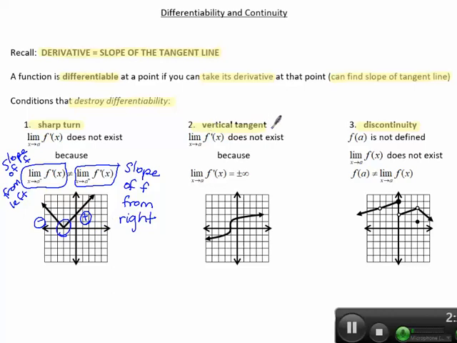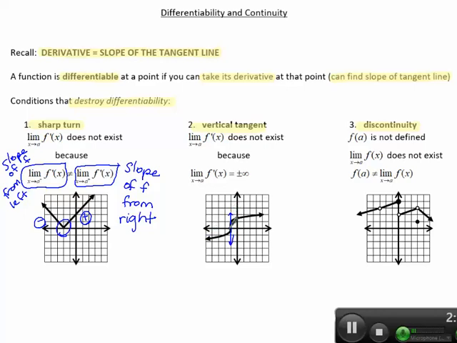The vertical tangent destroys differentiability because the limit of the derivative does not exist like this, but for a different reason. This time, the limit of the derivative as x approaches some value is positive or negative infinity. Notice in this picture that the slope of this line as we're looking is positive and it's getting steeper and steeper and steeper, and now the line, if we were to draw a tangent line, would be vertical.